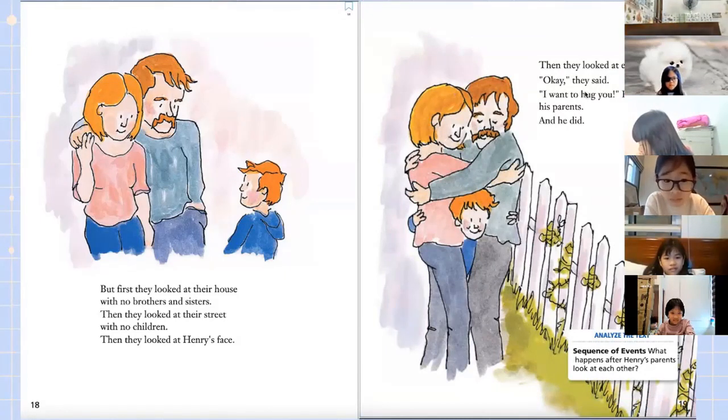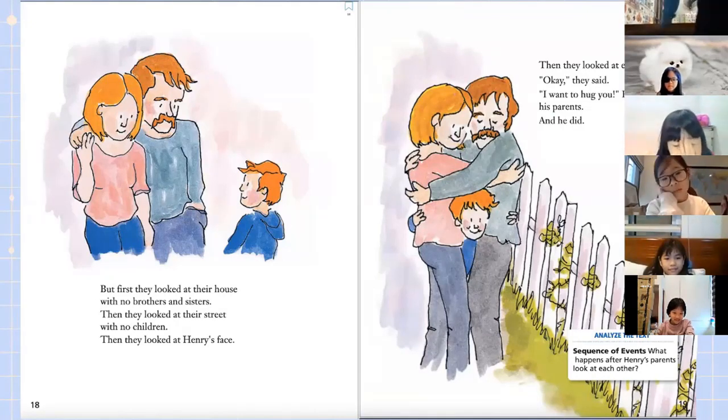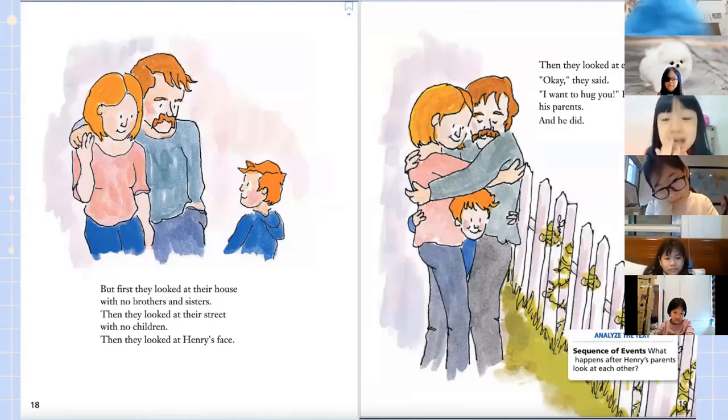Okay, they said, I want to hug you. Henry told his parents, and he did. Very good. Henry squeezed in the middle of his parents. Yes, he's squeezed in squeeze. between. He's squeezed in between his parents.